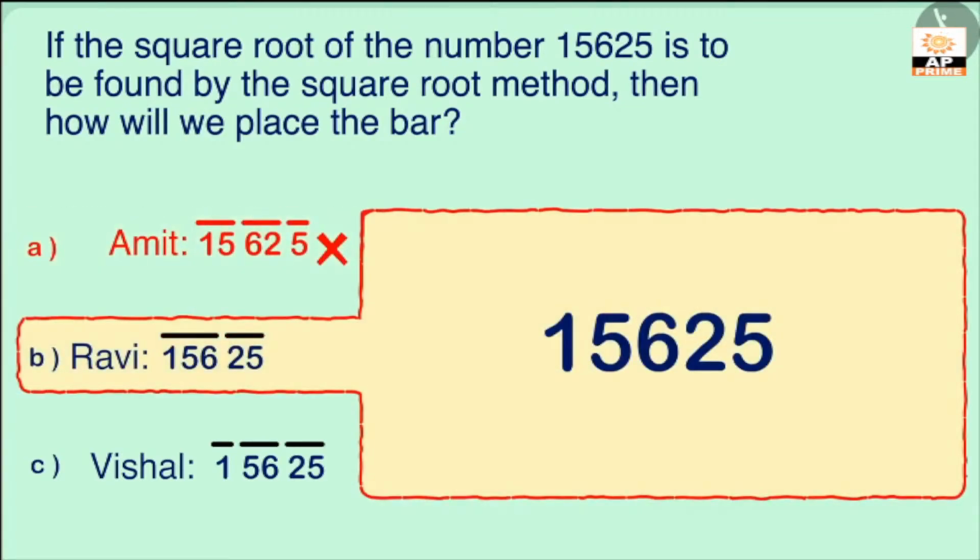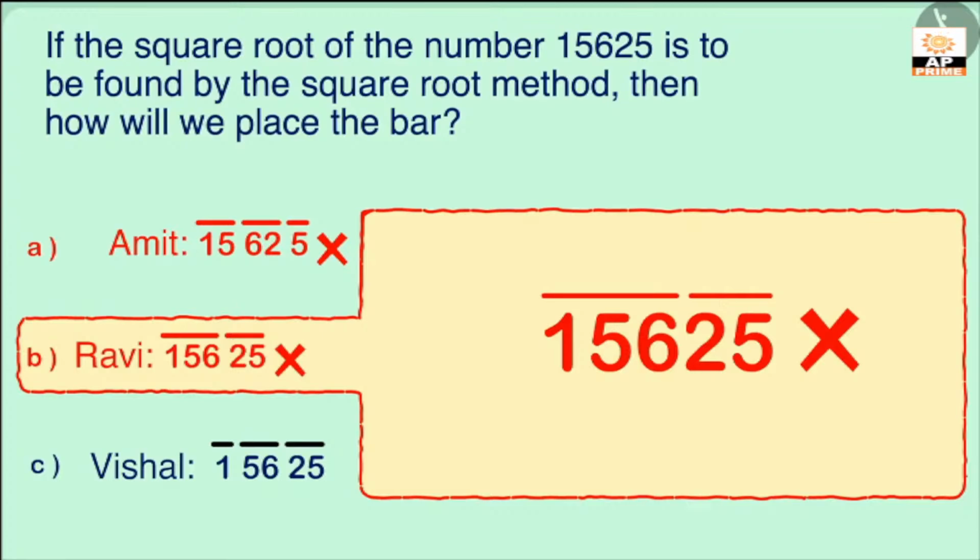In the second option, Ravi started right. He started from the units place, that is, from the right, and then moved the bar to the left. But he has made a triplet of numbers here, which is wrong. Because we have to make only pairs of numbers.